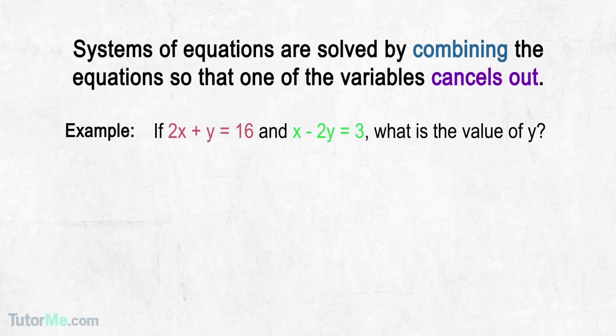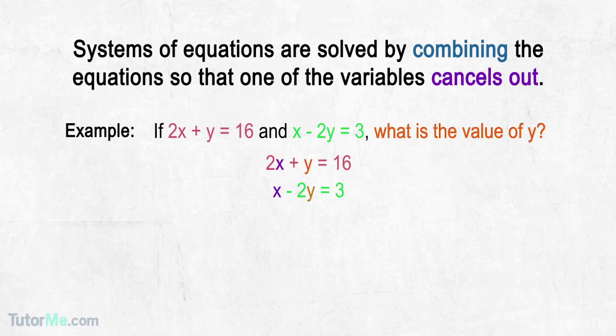If 2x plus y equals 16 and x minus 2y equals 3, what is the value of y? The way we'll tackle this is by stacking the two equations on top of each other. Instead of solving the two equations separately, because there are two variables, we'll use the two equations together. Always take note of which variable the question is asking you to solve for. In this case, it's y, meaning we'll want to get rid of the x's, and then isolate the y.